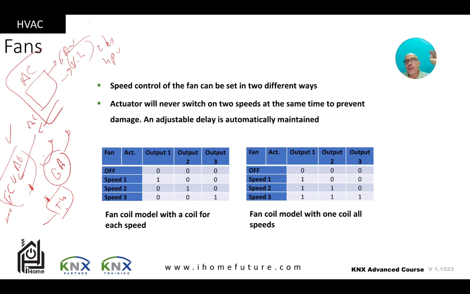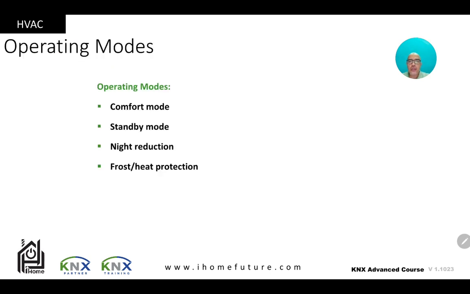The control of the fan can be set in 2 different ways. One way is the interlock, so only one will be on and the other 2 will be off. To achieve higher speed, then output 3 will be on, but the other 2 speeds will be off. Or to accumulate, so if I achieve the higher speed, then the 3 outputs will be on. This will depend on the type of AC you have. Most of the fan coil units will be configured depending on that.